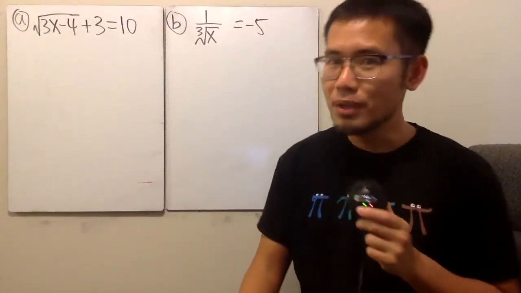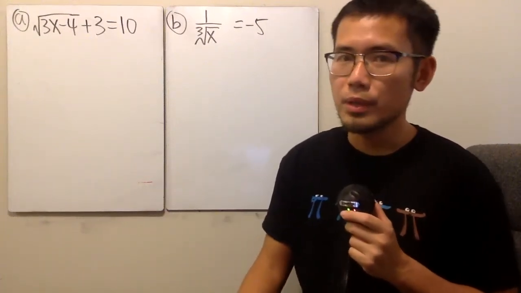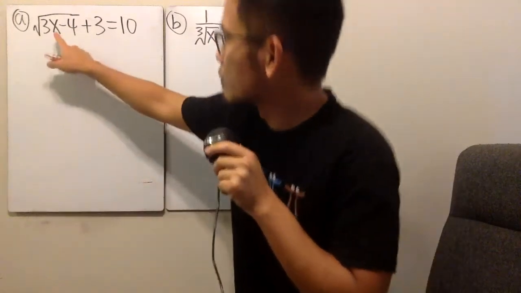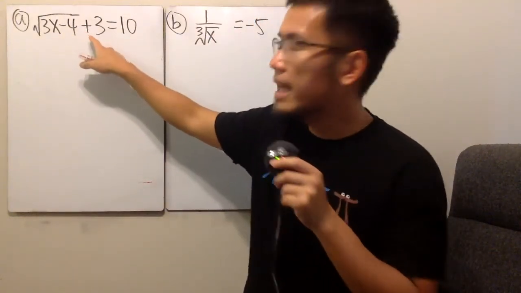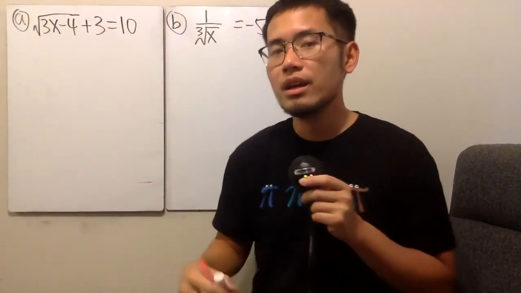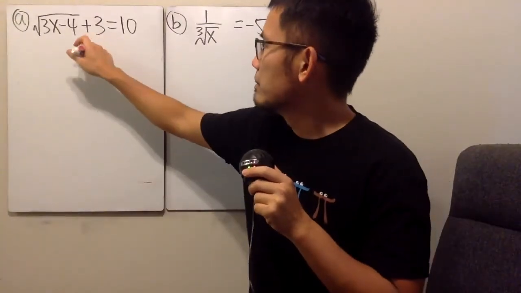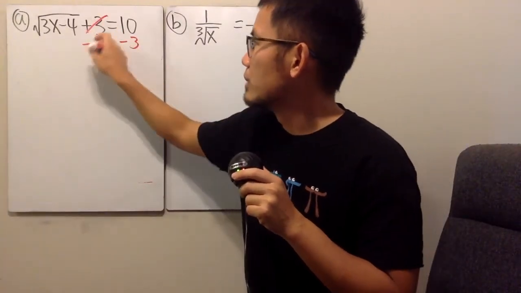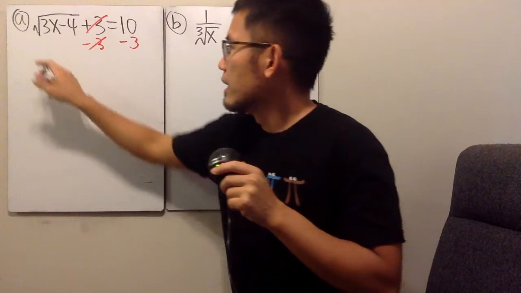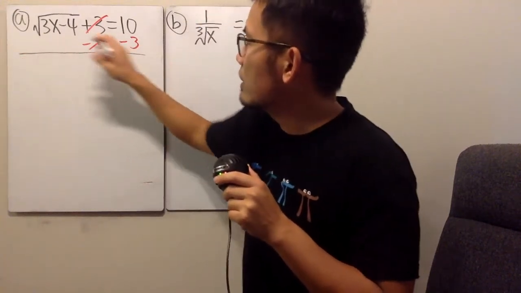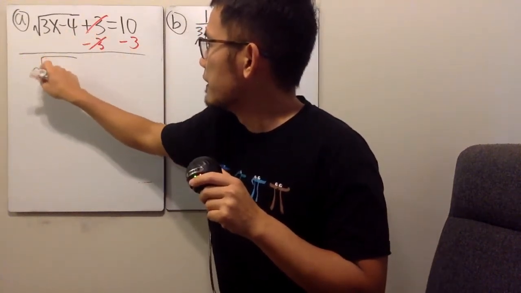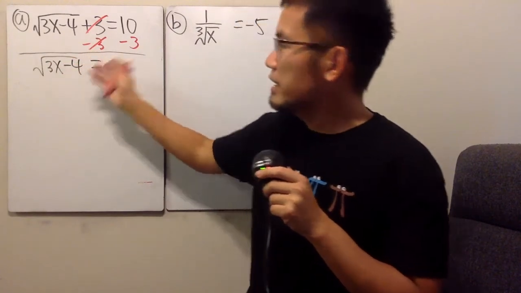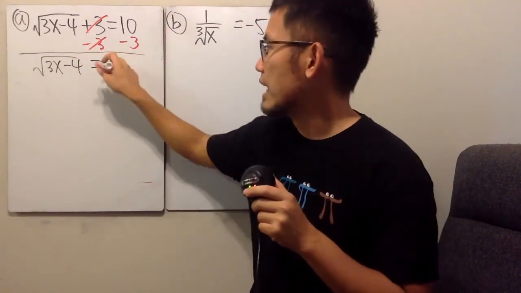Alright, we are going to solve a bunch of radical equations and power equations. So first one, we have the square root of 3x minus 4, and then plus 3, that's equal to 10. Well, first we will subtract 3 on both sides because we have to get the square root by itself. Then we get the square root of 3x minus 4 equals 10 minus 3, which is 7.